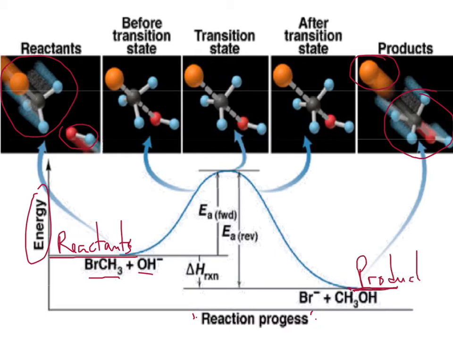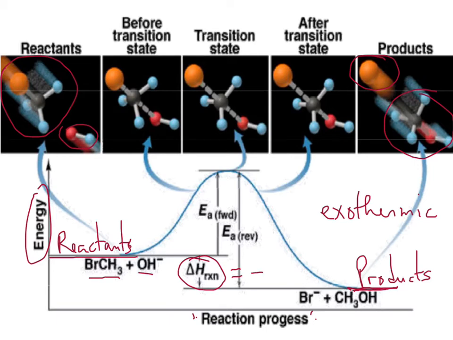Now right away I can tell something important about this reaction. Since the product energy is lower than the reactant energy, then energy must have been lost during this reaction. This would be an exothermic reaction. The difference in energy between the reactants and products is called delta H, the heat of reaction, and in this particular example, we would have a negative value.